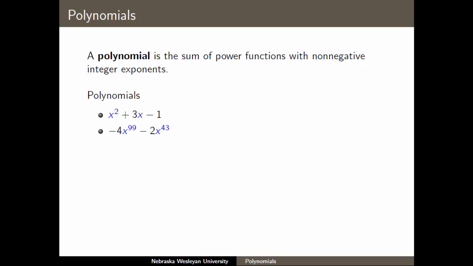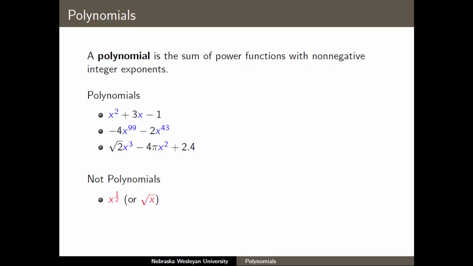Here the exponents are 99 and 43. And notice it's just fine that many of the terms are missing. We don't have an x to the 98th power, for example. In this example, the exponents are 3 and 2, which are non-negative integers. The coefficients on the x's are rather strange: the square root of 2 and the 4 pi and the 2.4. But these numbers are allowed to be any real numbers. It's only the exponents that we've made a restriction on.